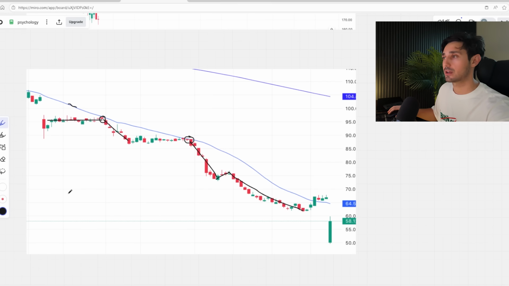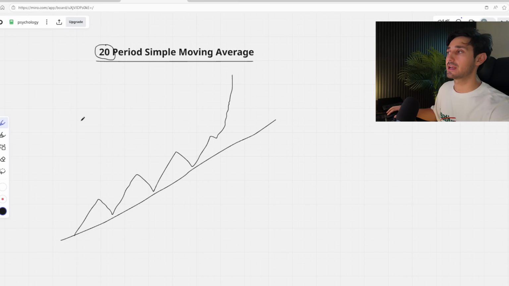And this is what I'm looking for. Established uptrends or downtrends. And I like to use the 20 MA as a location of where I'm looking to go long if it's an established uptrend, or I'm looking to go short if it's an established downtrend. Finally, we also use the 20 MA to measure what's called extension. Extension is the distance between price and the 20 period moving average.